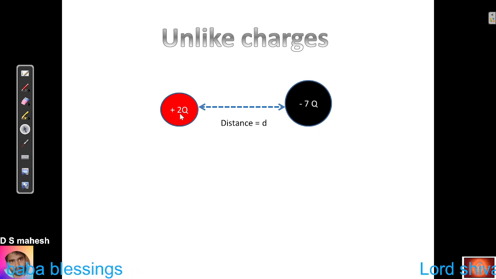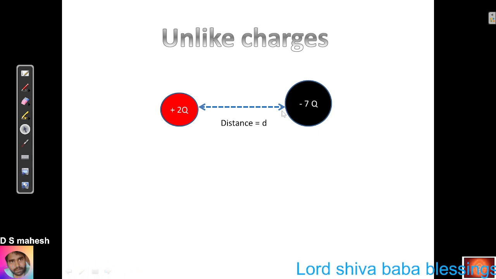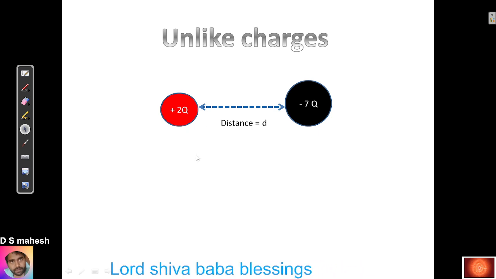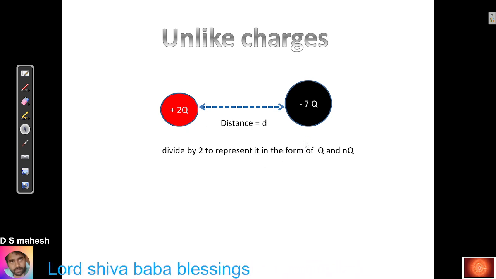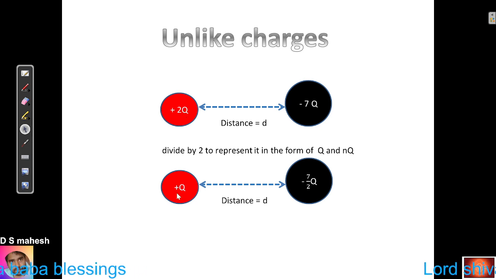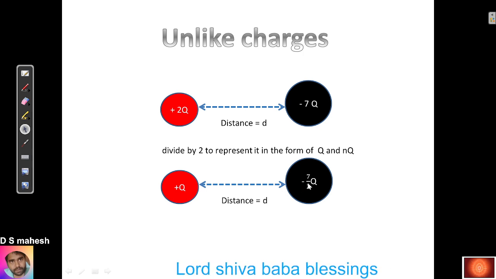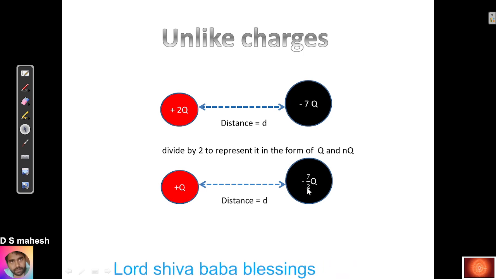Now let's consider the example. One charge is 2q and the other is minus 7q, and the distance between them is d. First, I need to make sure that one charge is a multiple of the other charge. So I divide this by 2 to make this q and the other minus 7 by 2 q, because the other charge should be a multiple of this charge. So here n is 7 by 2.